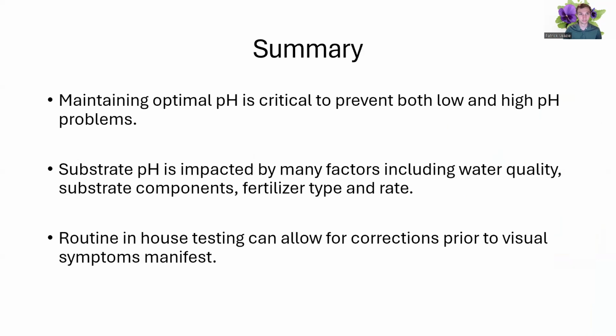So in summary of this first part, maintaining an optimal pH is critical to prevent both low and high pH problems. Your substrate pH is impacted by a lot of different factors, including water quality, substrate components, fertilizer type, and rate. And we're going to take a deeper dive into this in the upcoming parts. And then also, routine in-house testing can allow for corrections prior to visual symptoms manifesting.